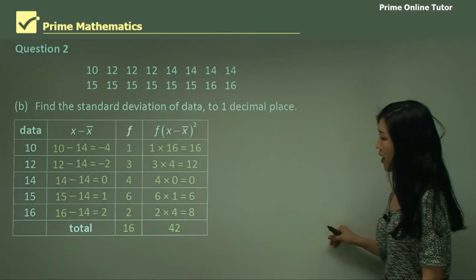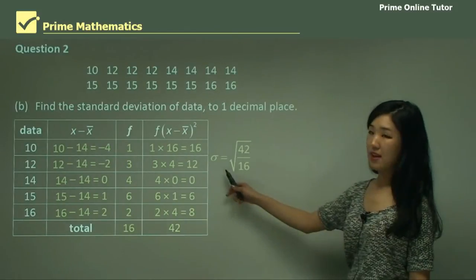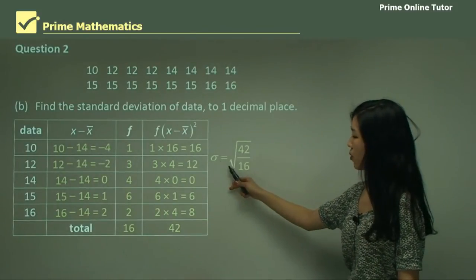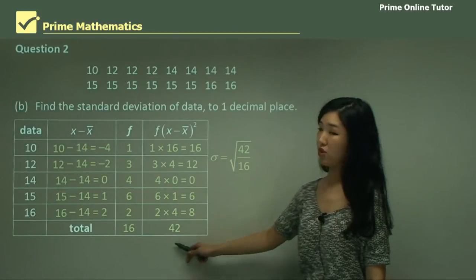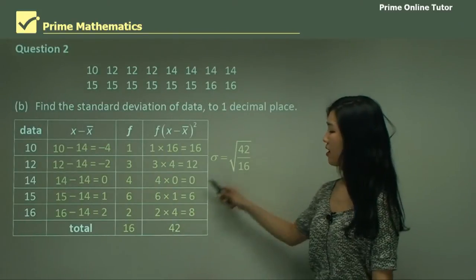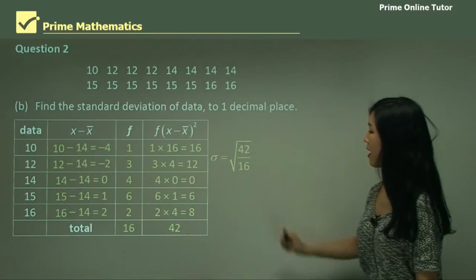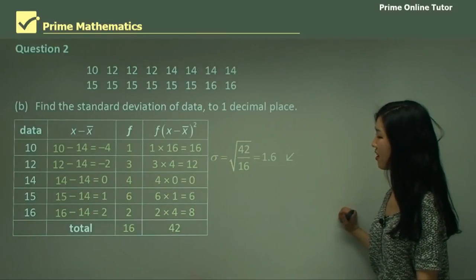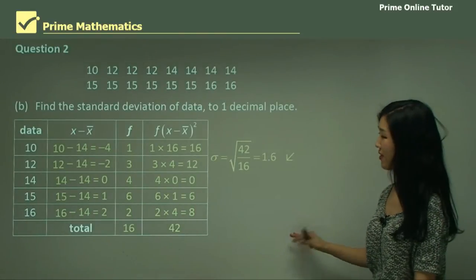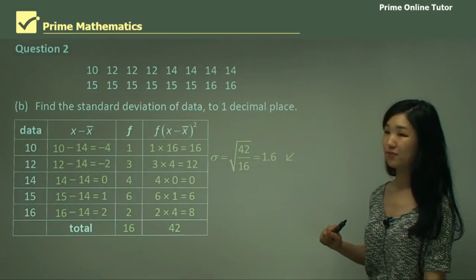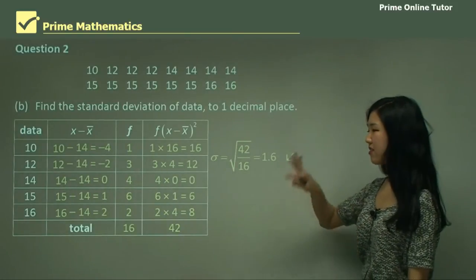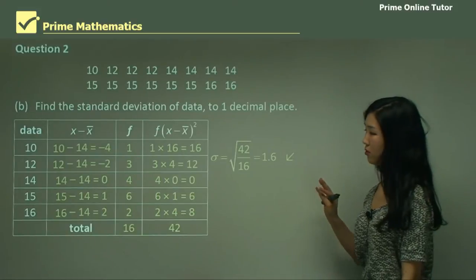So now that I've got that, I'm going to find my standard deviation. Remember that symbol? It's always going to be the square root of this total value divided by the frequency of 16. And just insert that into your calculator, you should get 1.6. Okay, so that's our standard deviation of the data. So there are quite a lot of steps, but that's the method, so make sure you also know that one.